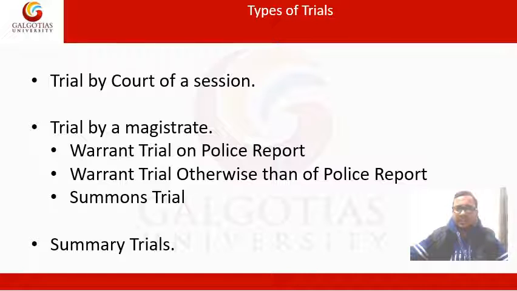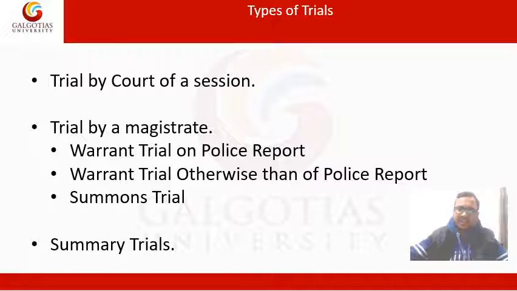Second type of trial is done by a magistrate. So the actual trial, done after charge framing by the magistrate, a judicial magistrate first class, a judicial magistrate second class, an additional chief judicial magistrate, an additional chief metropolitan magistrate, a chief judicial magistrate, a chief metropolitan magistrate. All these judges, when they are conducting a trial which is not a court of session, are trial by a magistrate. Court of session is technically a court of appeal as well.